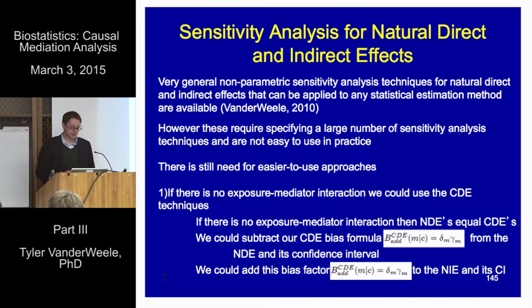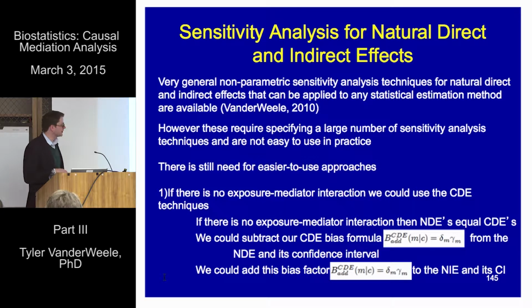Okay, so let's begin with the simplest context, which is no exposure-mediator interaction. When we have no exposure-mediator interaction, the formulas for the natural direct effect and the controlled direct effect coincide. So we can just use our bias factor for the controlled direct effect and apply that to the natural direct effect and its confidence interval, because the two coincide.